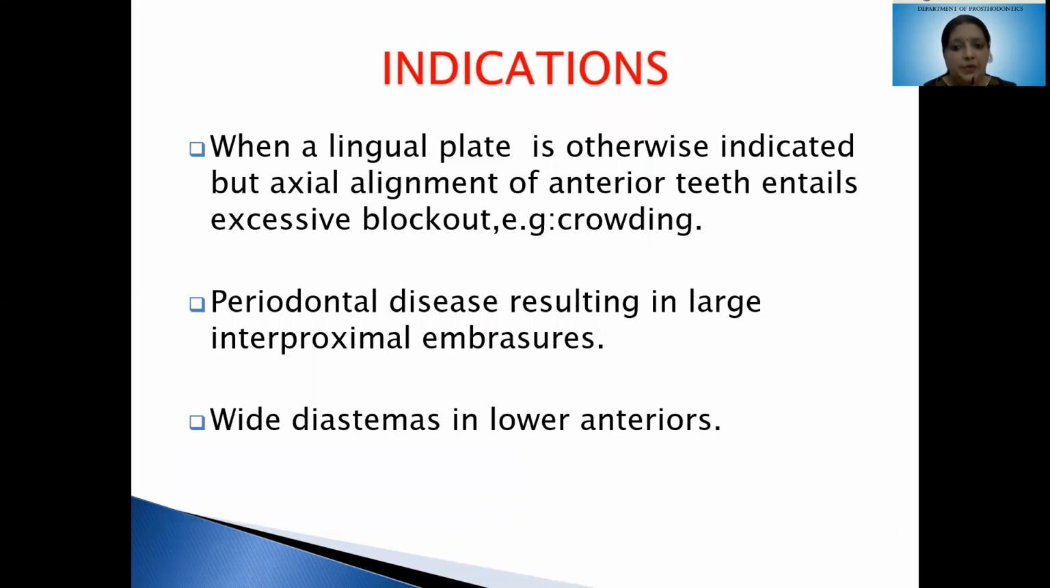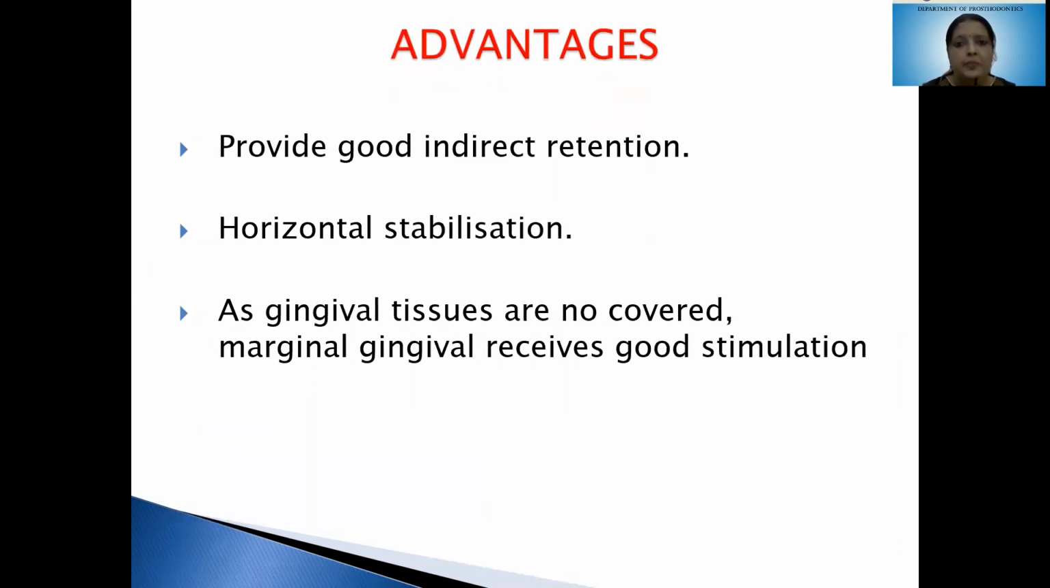The indications for this double lingual bar are when the teeth are periodontally weak, you want a lingual plate, but you don't want excessive coverage of metal. And there is periodontal disease, there are embrasure spaces, wide diastemas in lower anteriors. In all these cases, you can go for a double lingual bar.